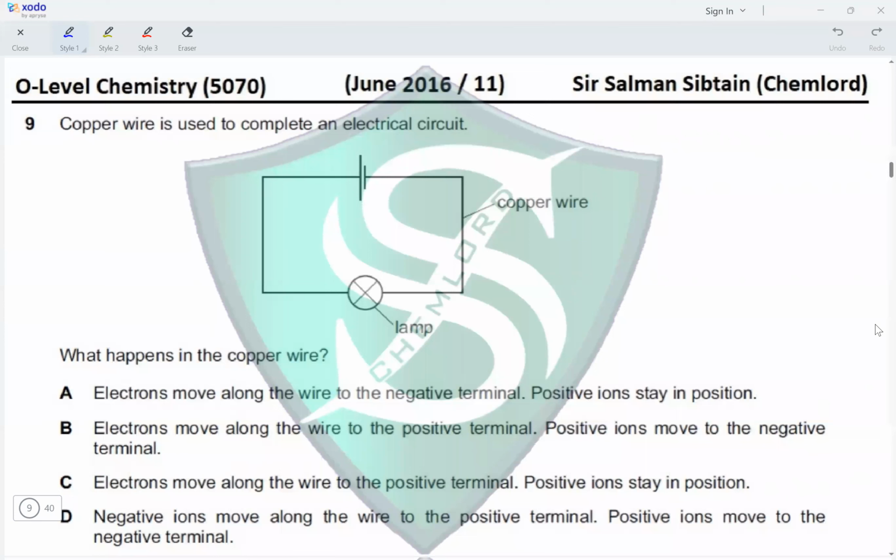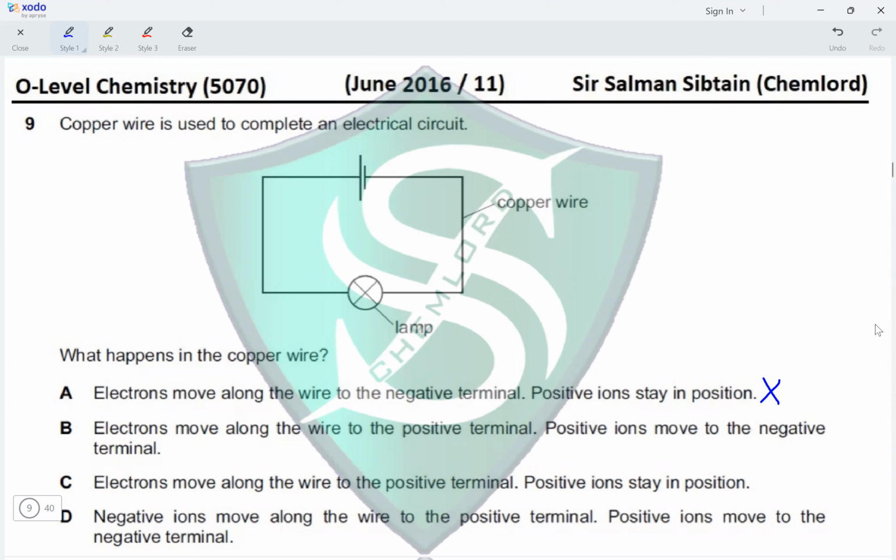Question 9. Copper wire is used to complete an electrical circuit. What happens in the copper wire? Electrons move along the wire to the negative terminal. Positive ions stay in position. Electrons, when they flow, will move towards the positive terminal, not the negative terminal, because negative charges will be attracted towards the positive terminal. So this statement is incorrect.